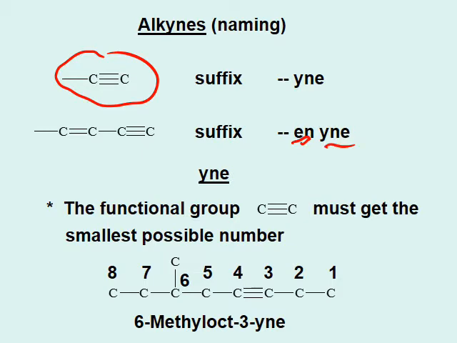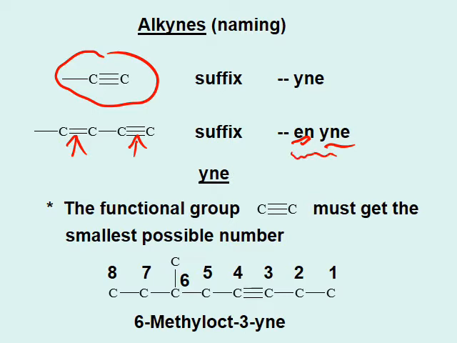So you'd have two different functional groups. This is the alkene functional group, carbon-carbon double bond, and C triple bond C is the alkyne functional group. So when you have both these functional groups, then at the end you'd have -ene and -yne.